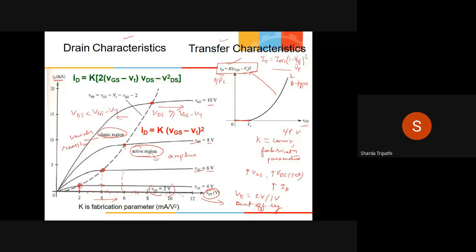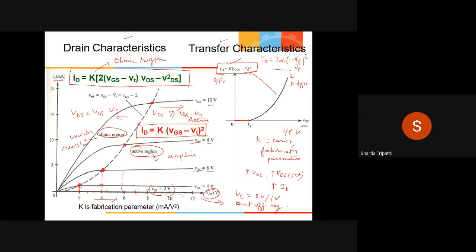Okay, then the equation of current. This equation we have already seen. This is the equation that holds true for the enhancement type MOSFET when it is working in the active or the saturation region. Whereas this equation over here, that is ID is equal to K multiplied by 2 times of VGS minus VT into VDS minus VDS squared, is the equation which holds true for the enhancement type MOSFET when it is working in the ohmic region.